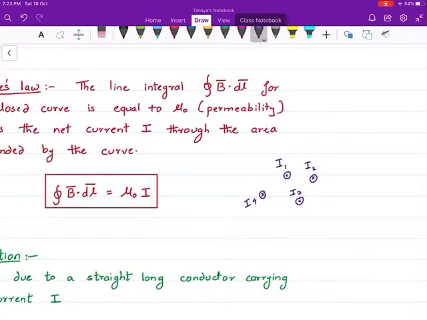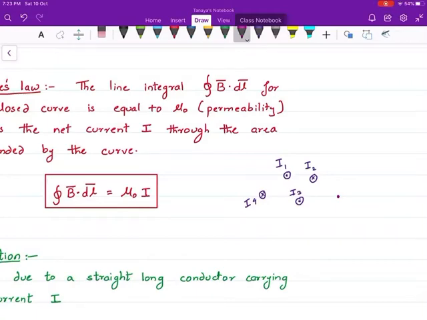Now I want to find the magnetic field intensity due to the currents I1, I2 and I3 only. I do not want current I4. I want to find the magnetic field intensity at a given point, say this, due to the current distribution, due to the currents I1, I2 and I3.